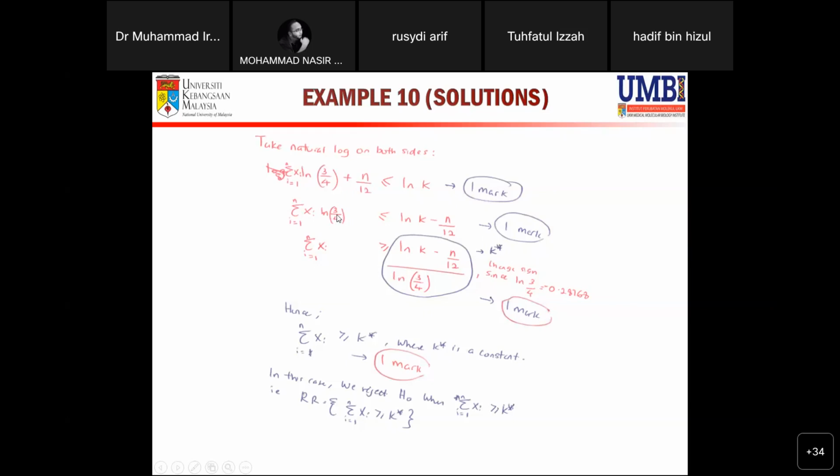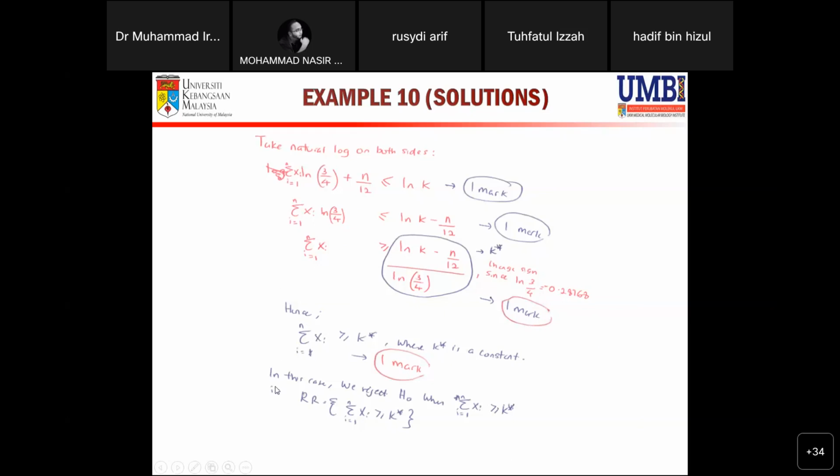And remember, when the log has this fractional form, it is a negative number. When you divide something by a negative number, the inequality sign will change, because ln 3/4 here is equivalent to minus 0.28768. If you get these following forms, then you will get 1 more mark. To obtain the final mark, you need to mention that hence we reject, hence the critical region using this Neyman-Pearson lemma is given by these quantities here, where k star is a constant. So you get an additional 1 mark.